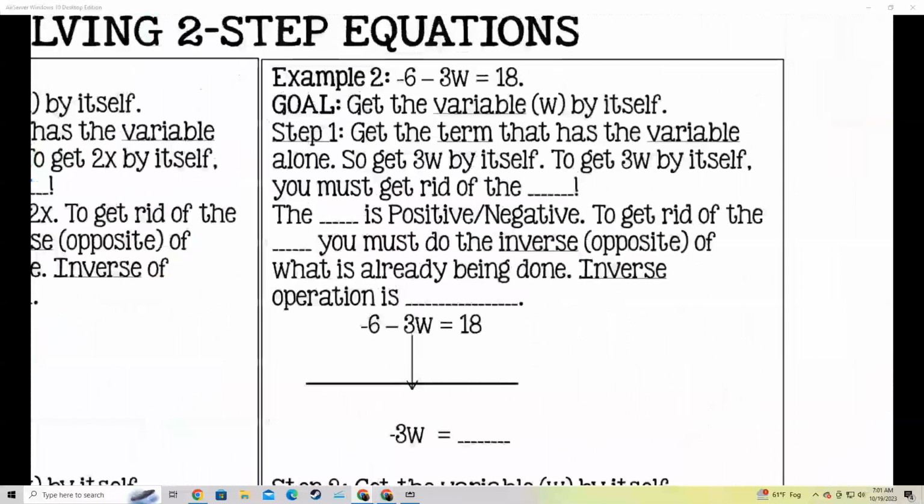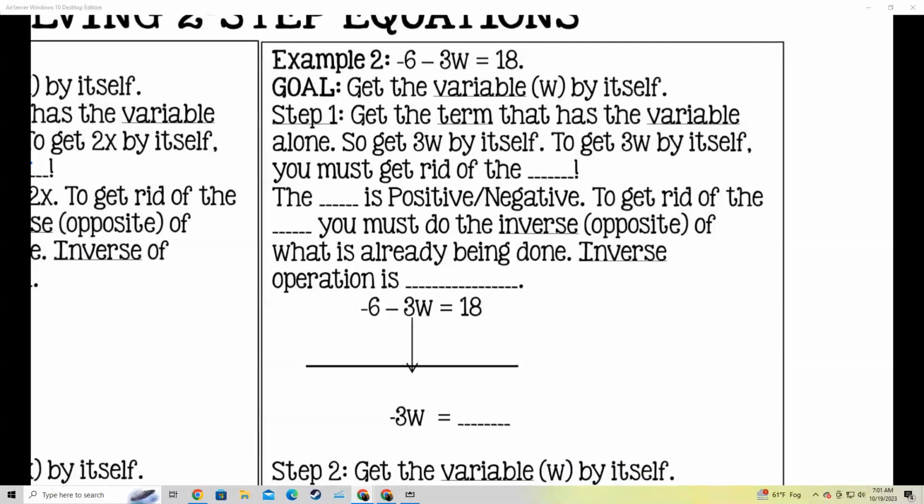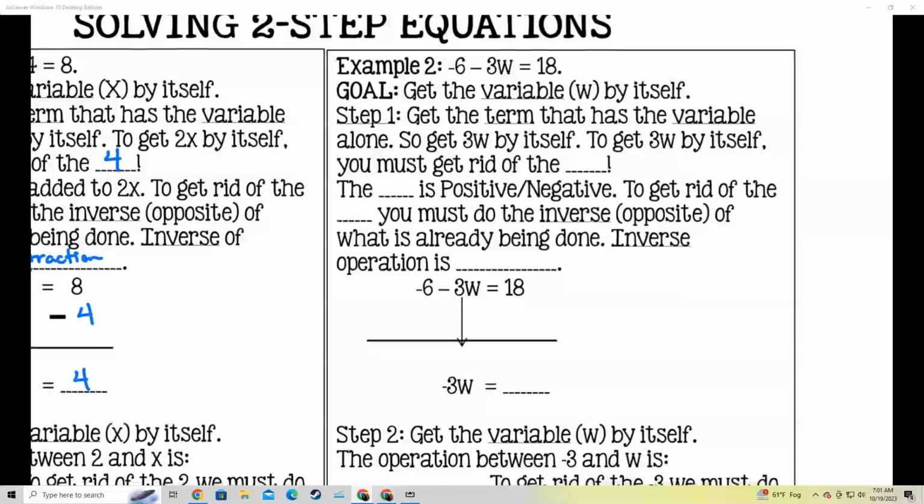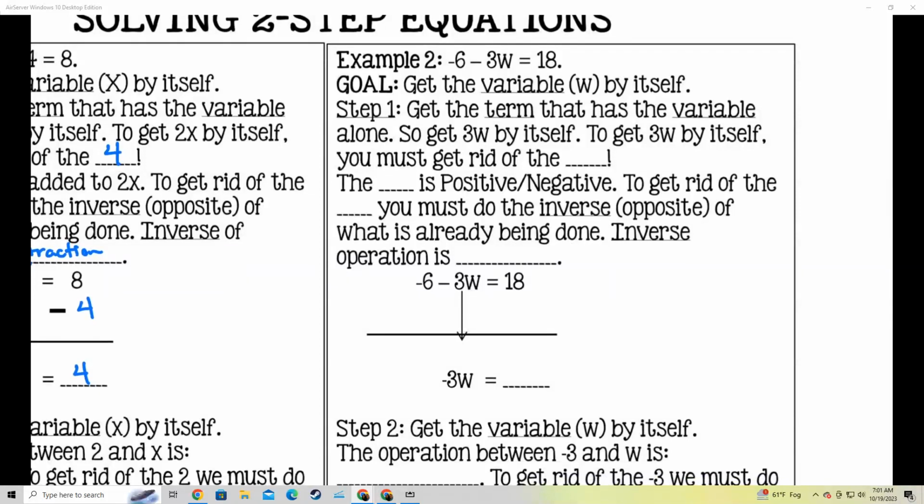Let's take a look at the next one. It says solve negative 6 minus 3w is equal to 18. The goal is to get the w by itself. That's my goal, right? But in order for me to do that, I need a step 1. The step 1 is to get the term that has the variable alone. So I want to get the 3w by itself. To get the 3w by itself, we must get rid of the 6. The 6 in this case is negative.